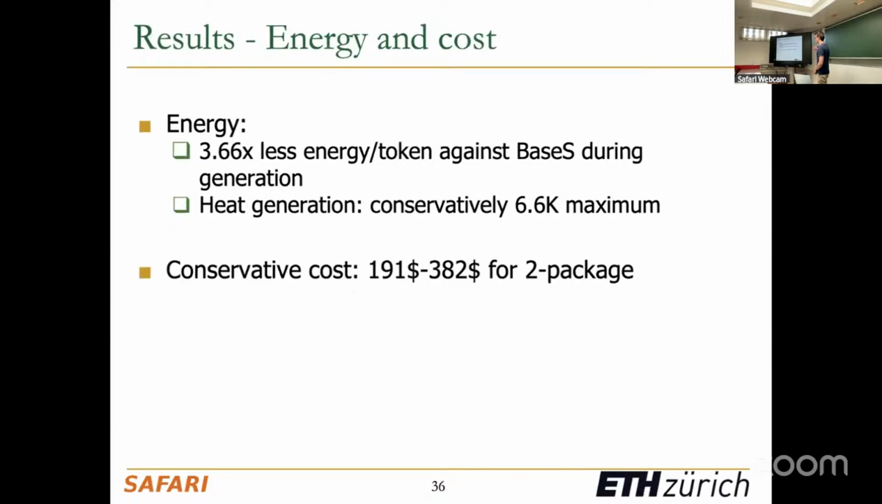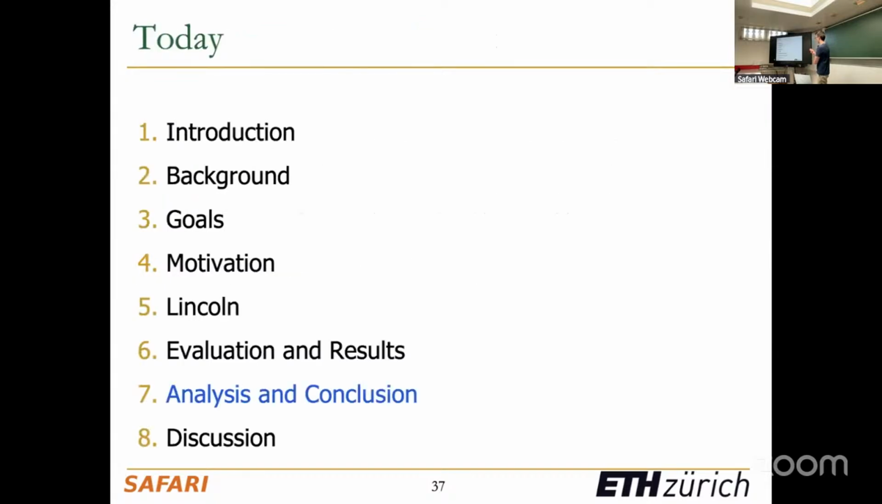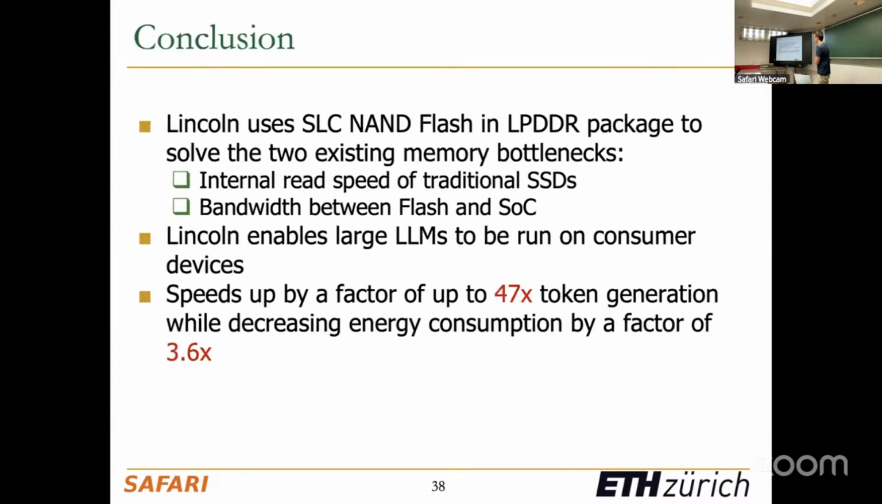All right, the last one was cost, and as I said, it costs about 191 to 382 for the 2-package Lincoln. This is using existing technologies, so this is kind of a hard cap on the price of the technology. And in the paper, they also compare this to ChatGPT, which costs $20 per month, and so they conclude, okay, this is sufficient.